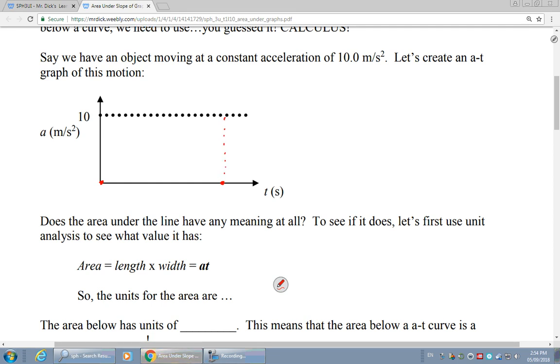And if we draw just a little quick dotted line down from the original line that we had, we see that this is now forming a rectangle shape. So this rectangle is what we're trying to find the area of. And we're trying to figure out what actual meaning it has when we find it.